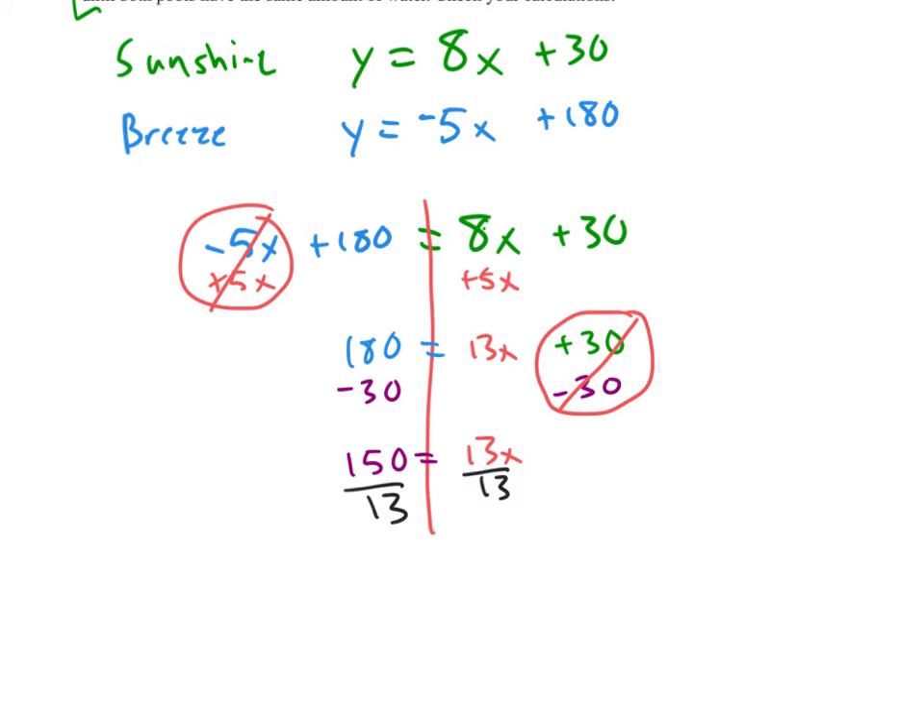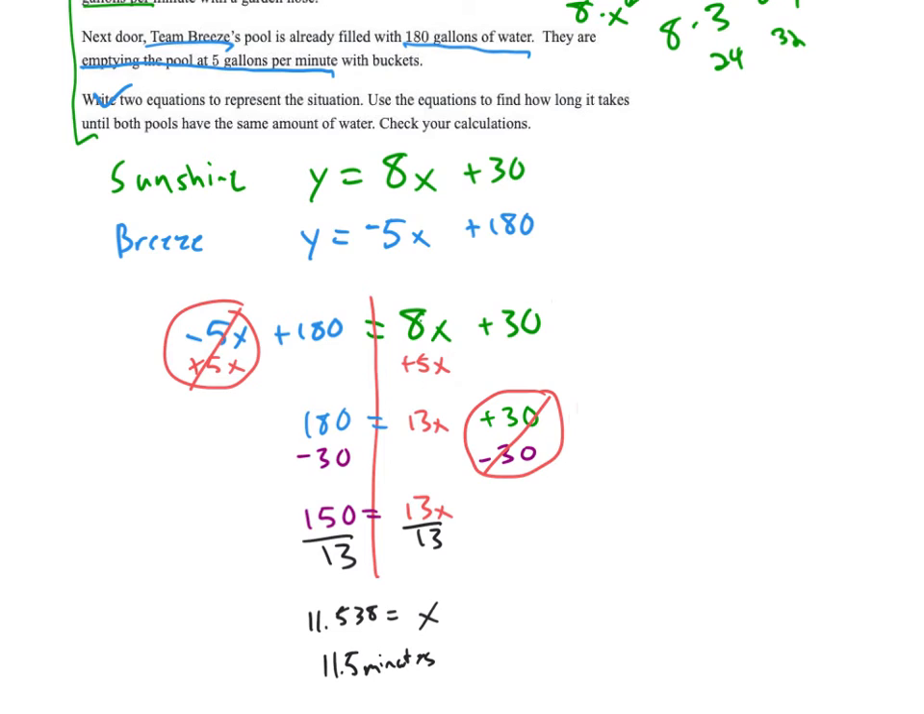If I just put this in my calculator, I end up with about 11.538. So let's just call that roughly 11.5 minutes, or about 11 and a half minutes, is what x is equal to. And then if I was to check this, I just want to plug this into my equation and see if it makes the same number. So I'll plug in 11.5 for each of these.